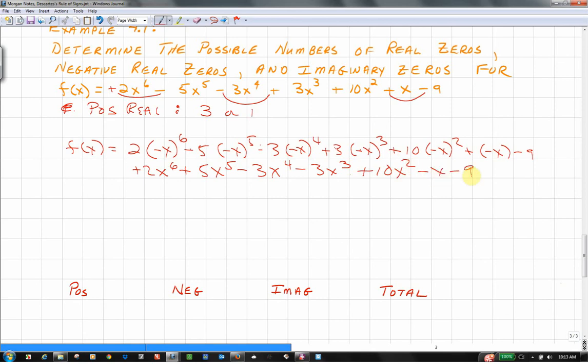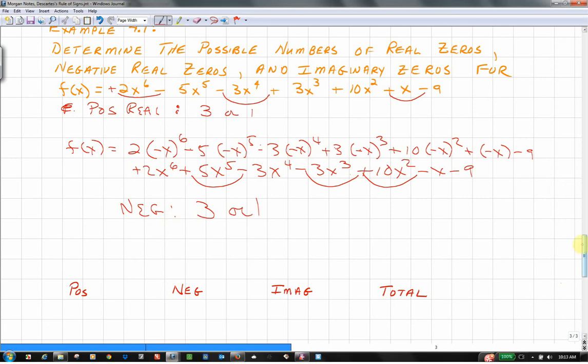So the number of sign changes: no change in the front, here's 1. No sign change there. This is a sign change, and this is a sign change. So for my negative reals, I have 3 sign changes, or 2 less than that, so it could be 3 or 1.